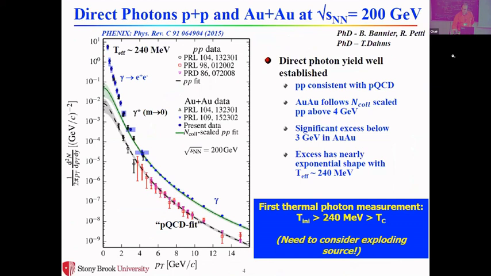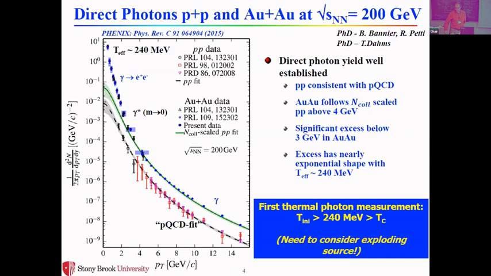This is a summary of direct photon results from 200 GeV square root of s NN, in pp and gold-gold collisions. What is shown here is the invariant yield as a function of pT. The lower data points are pp points from various publications in the past. And it's well described by perturbative QCD.